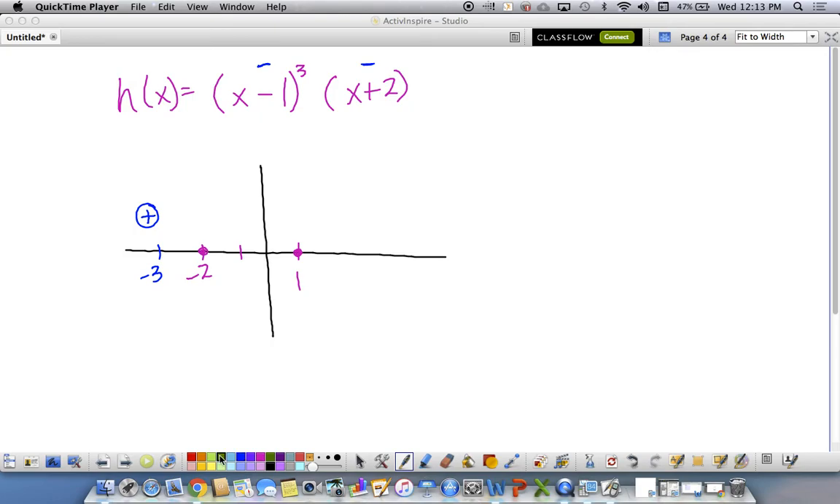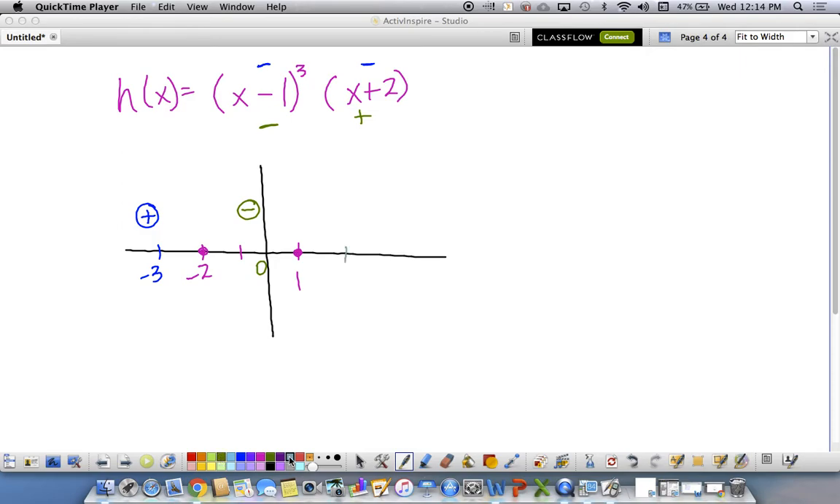Okay? Let's plug in. Can I plug in 0? It's between my two zeros. 0 minus 1, negative 1. Negative 1 cubed is negative. 0 plus 2 is positive. So negative times a positive is a negative. So it's switching again, right?